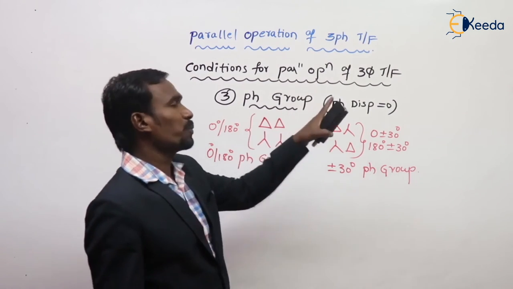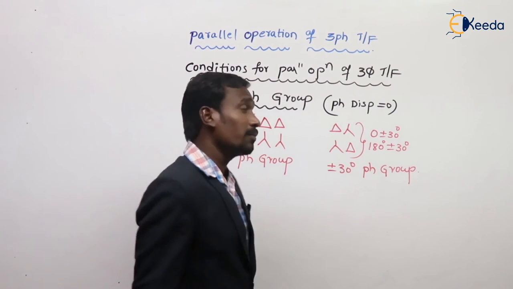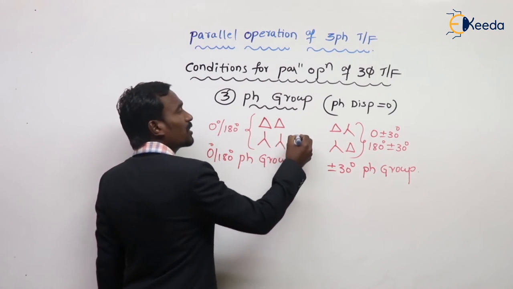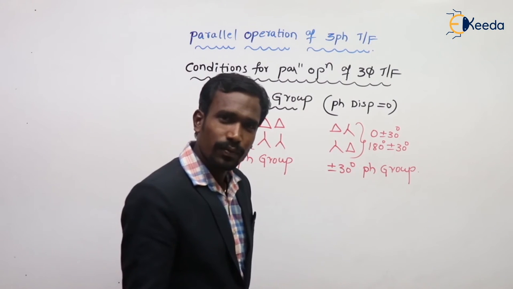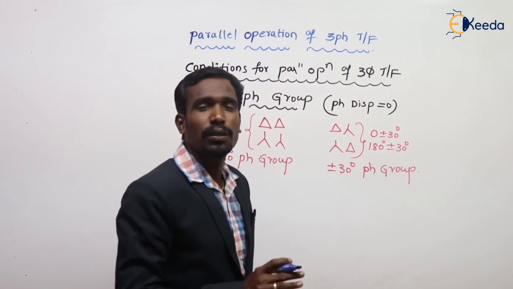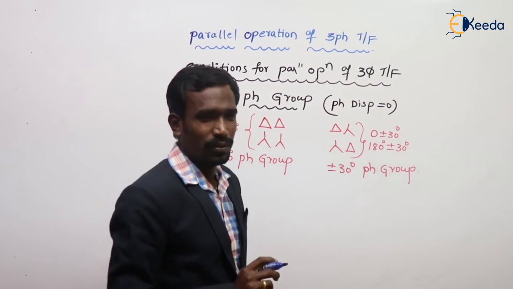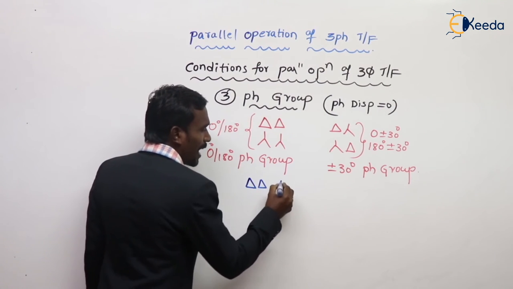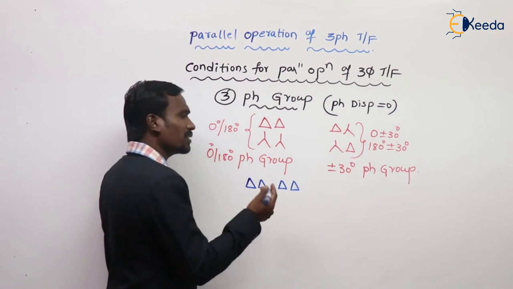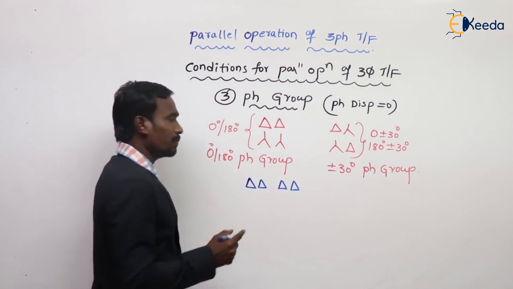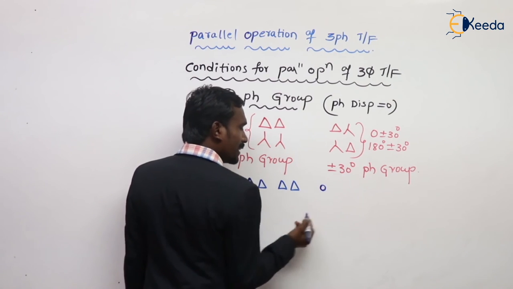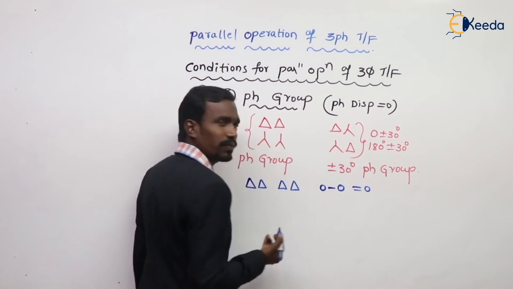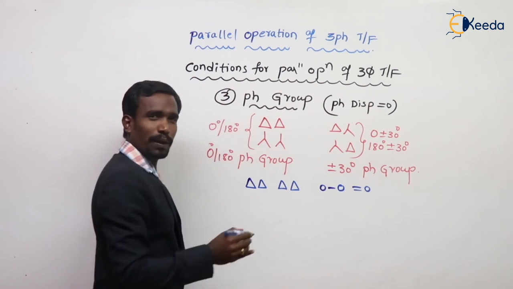I said the phase group should be the same. Nothing but we can make the parallel operation of delta delta with star star and star star with delta delta, no problem. And I will give you a table which is well preferable for parallel operation. First one, delta delta and delta delta. Yes, this is possible. We can make it parallel operation, because for this 0 degrees or 180 degrees, and for this also 0 degrees or 180 degrees, 0 minus 0, 0, or 180 minus 180, 0, no problem.